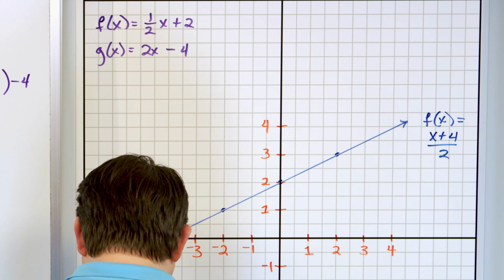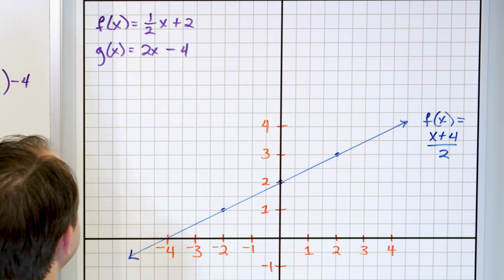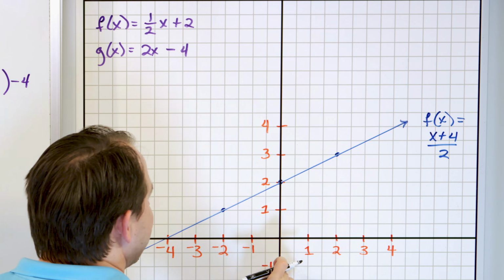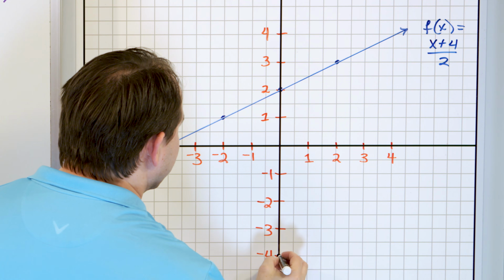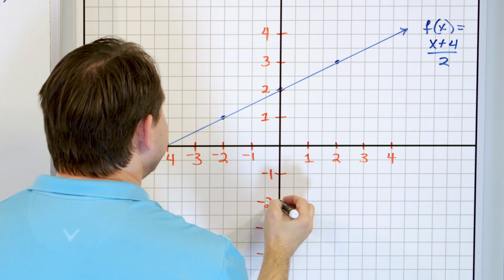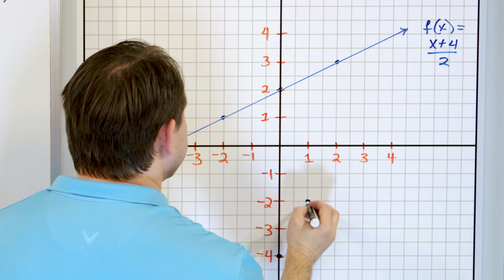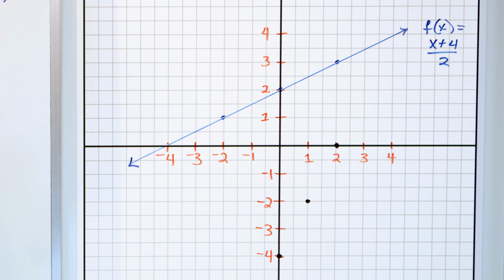Then let's go ahead and graph the other one. And for that one, let's use black. So 2x minus 4. Minus 4 means a y-intercept, -1, -2, -3, -4. It crosses right there and a slope of 2. That means up 2 over 1. Up 2 over 1, like this. Up 2 over 1, like this. So it goes through those 3 points.